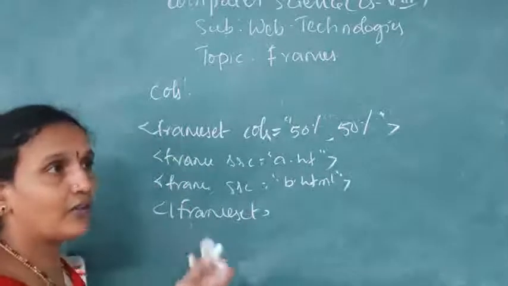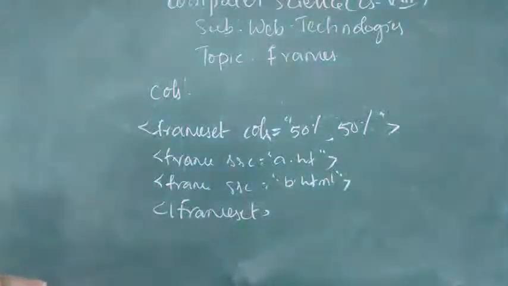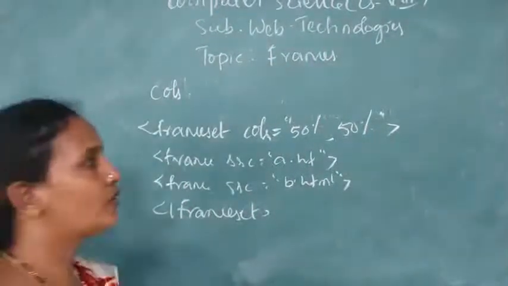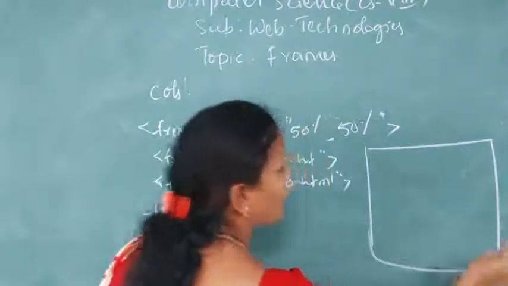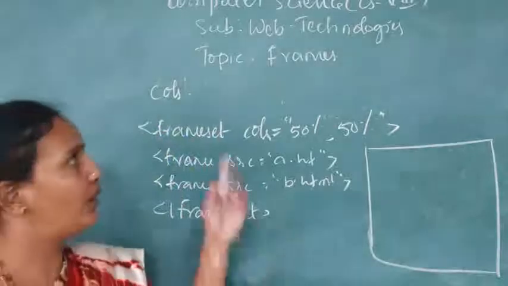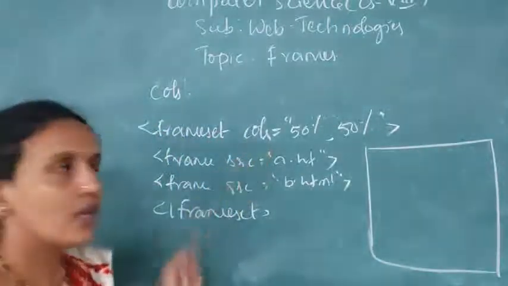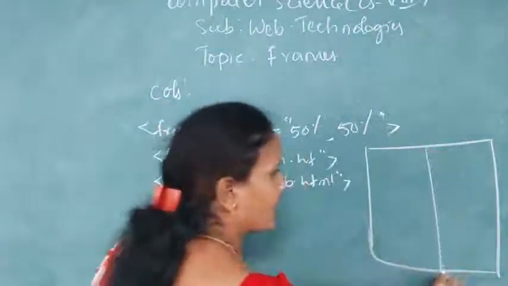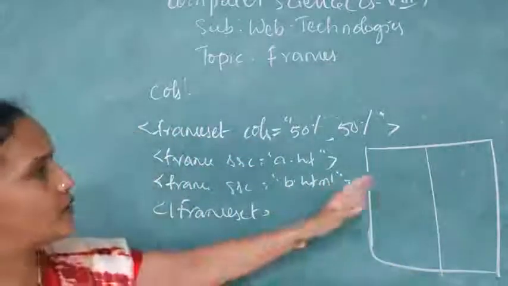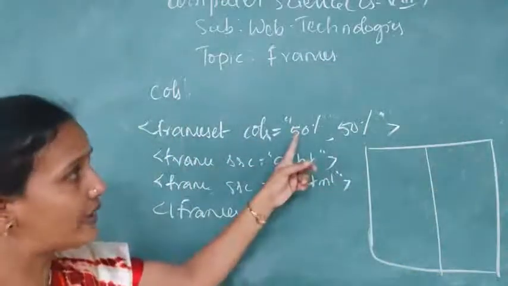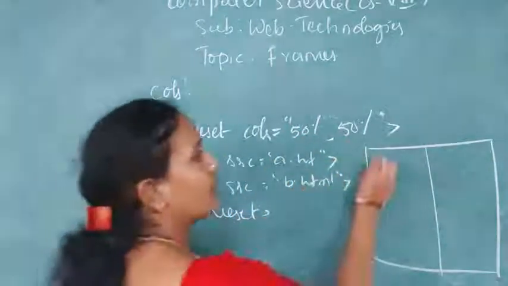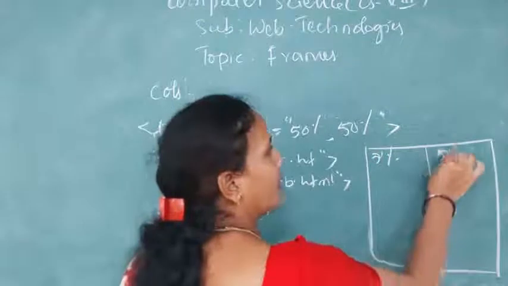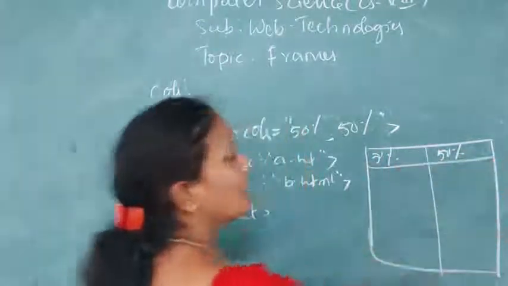So what information does the cols attribute give? Using the cols attribute, we are providing additional information to the browser that we are dividing the browser window into columns. Here it is the cols attribute: first column, second column. This is the size of the first column and the size of the second column. This is 50% and this is 50%.